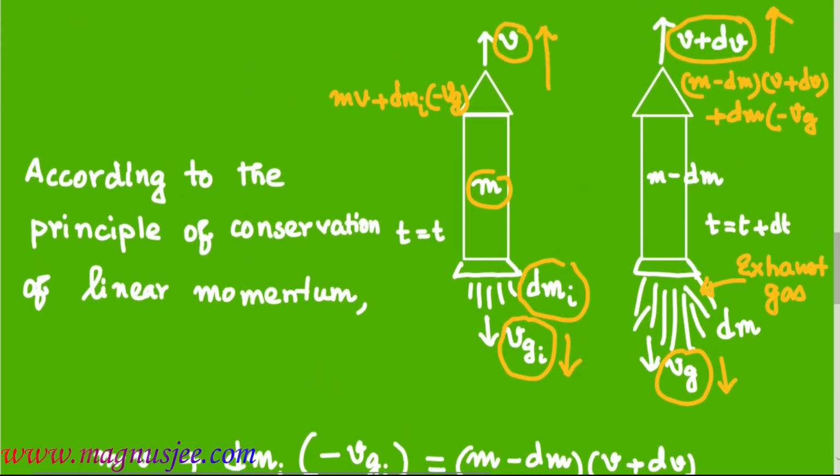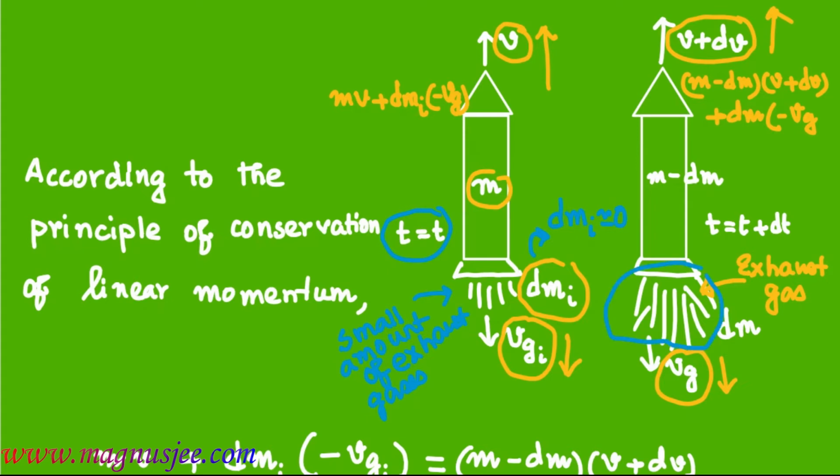At instant t equal to t, a small amount of exhaust gases are released from the rocket. This is the small amount of exhaust gases which are ejected from the rocket in the vertically downward direction. That's why the initial mass, that is dmi, will be approximately equal to 0, because only a small amount of exhaust gases are ejected from the rocket.